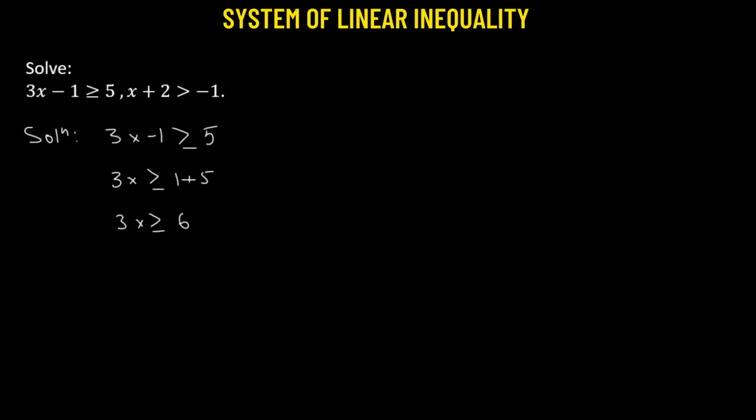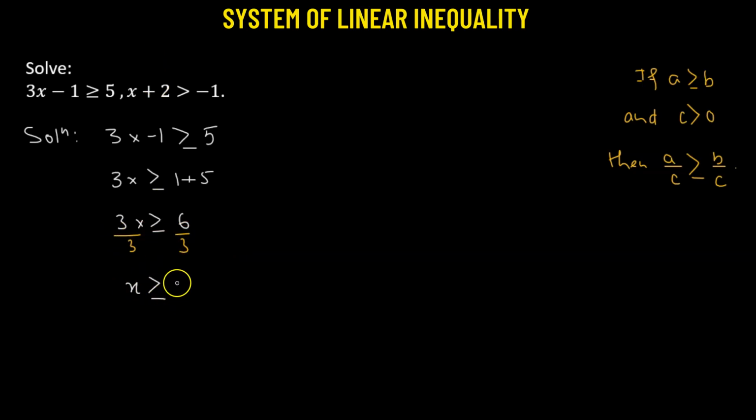But before doing that, let me state the property of the linear inequality. It states that if we have two numbers a and b such that a is greater than or equal to b, and we also have another number c which is a positive number, then if we divide a by the positive number c and b by the positive number c, then a over c is going to be greater than or equal to b over c. That means the sign of the inequality is not going to change. So we'll divide both sides by 3, and this is not going to affect the sign of the inequality. So we'll have x greater than or equal to 2. Let's label this as number 1.